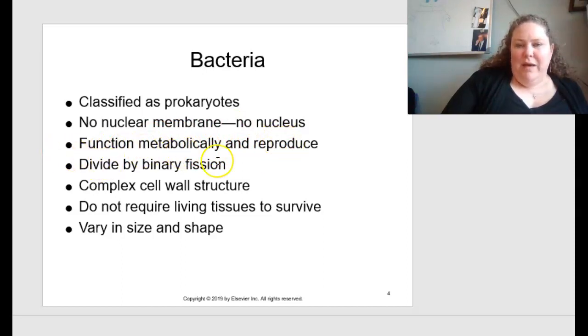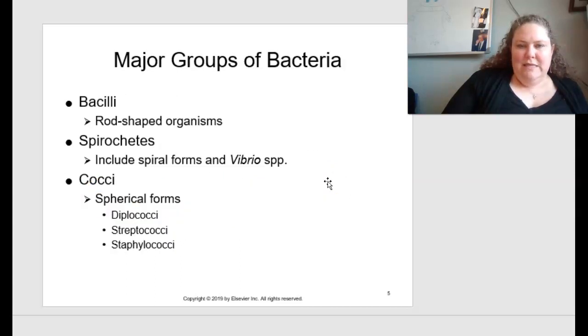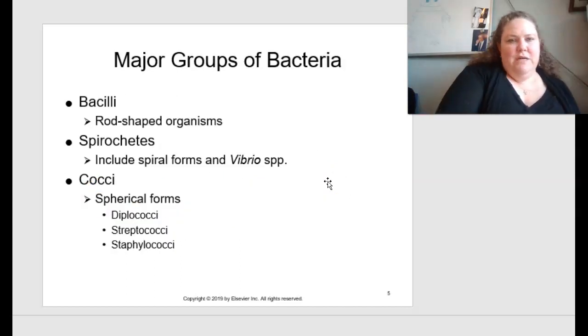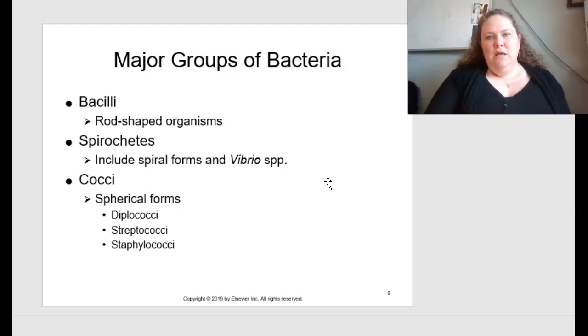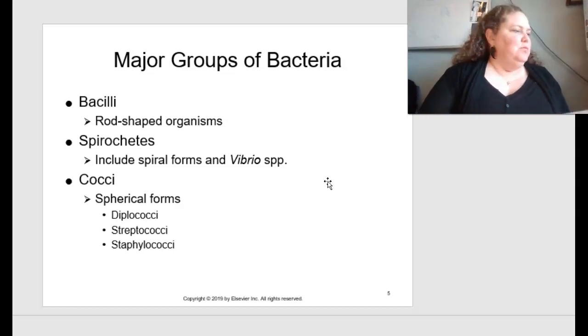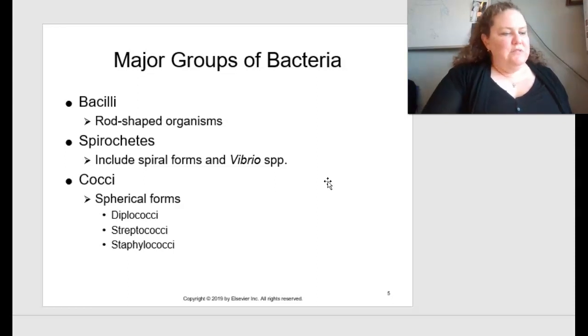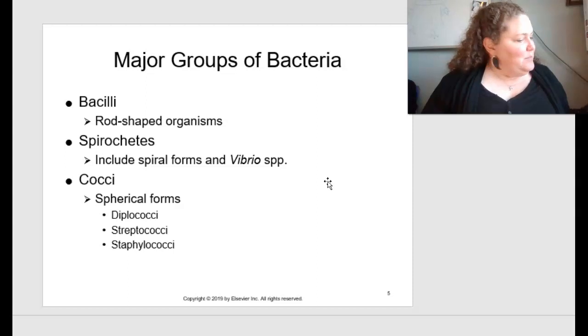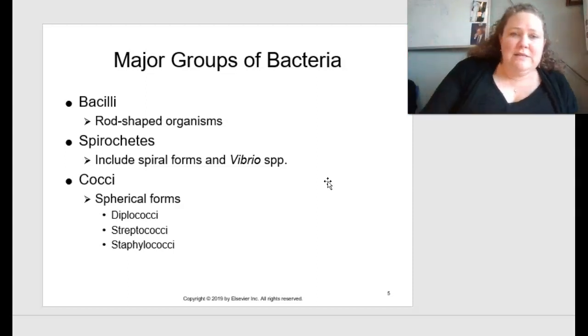They divide by binary fission. They have a complex cell wall structure, and they do not require living tissues to survive. They also vary in size and shape. So there are a couple different major groups of bacteria. You have your bacilli, and these are going to be your rod-shaped organisms. You have a spirochete, which they kind of remind me of spiral macaroni. Sorry, guys, I probably just ruined macaroni and cheese for you guys.